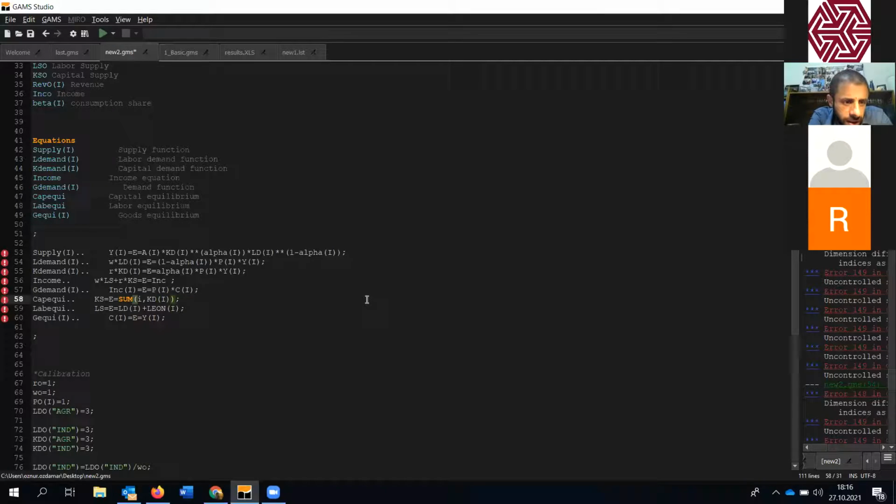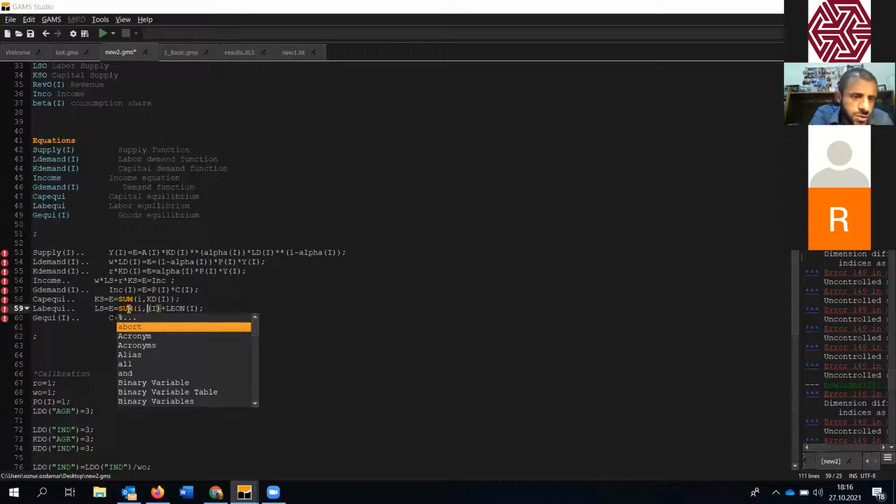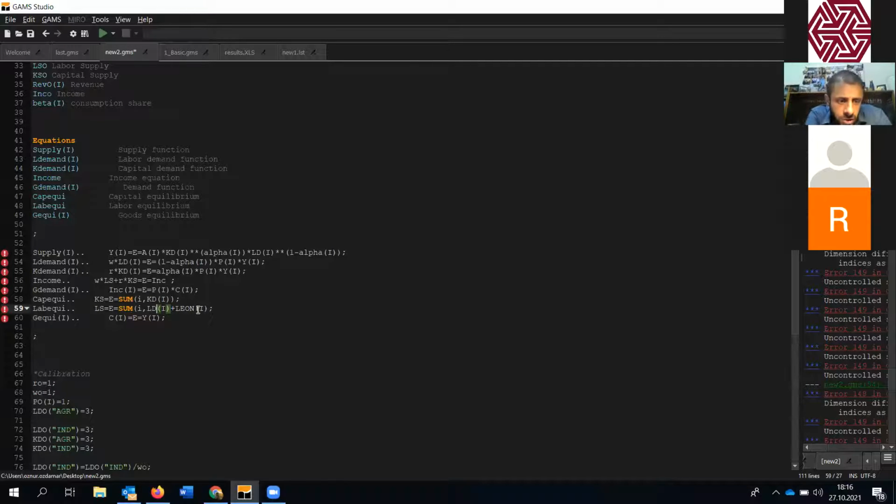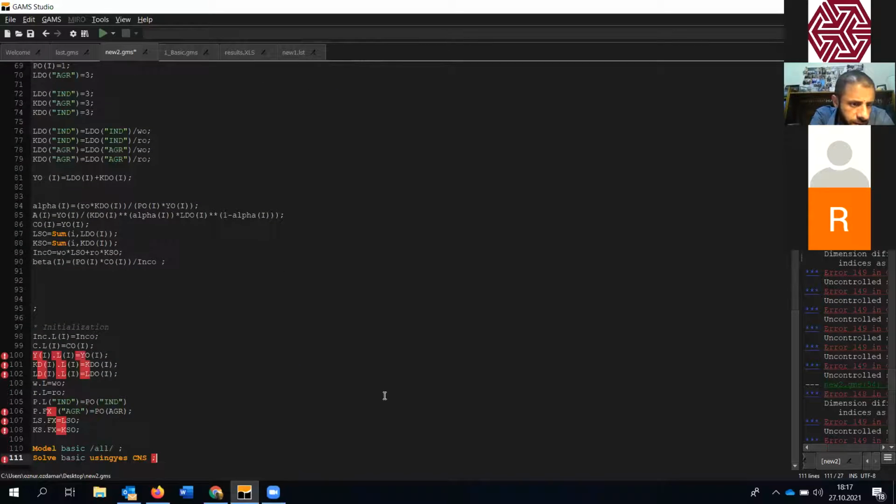You have to do the same thing with labor demand. So it will be sum over I of labor demand over I, yes, comma, labor demand, and you close the bracket. Labor supply is not indexed over I, and you have to add a second bracket, exactly. Okay, go down, please. For prices, that's fine.